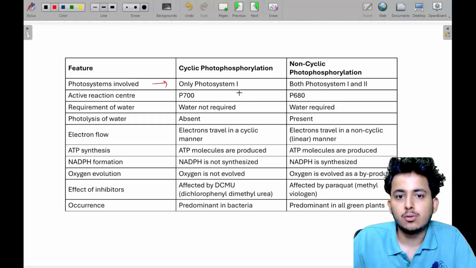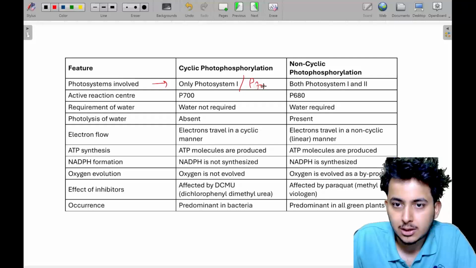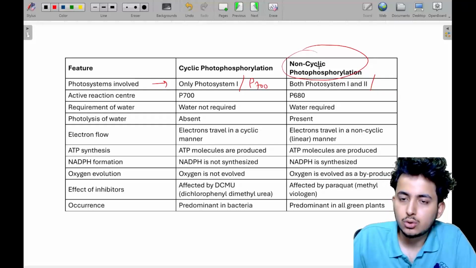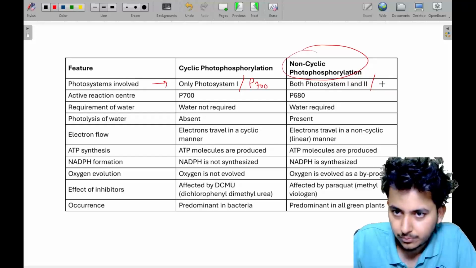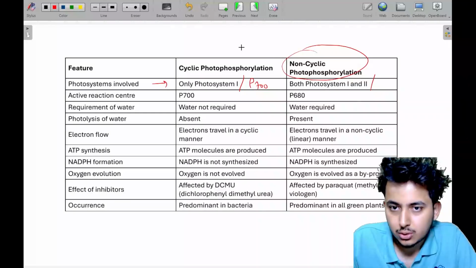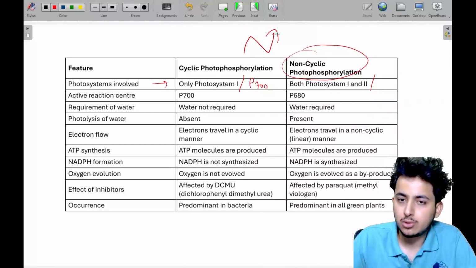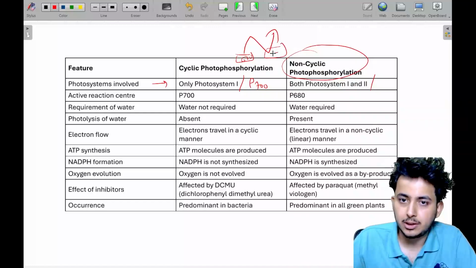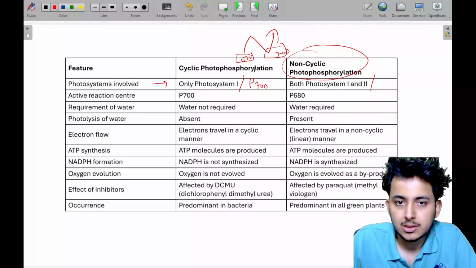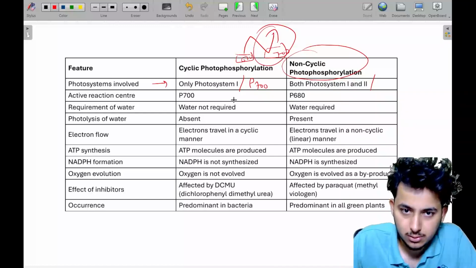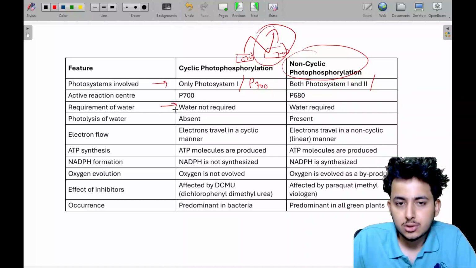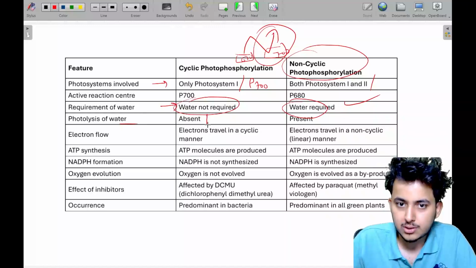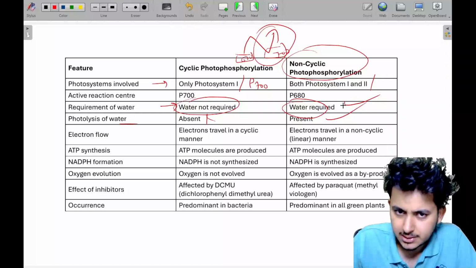So the photosystem involved is PS1, P700. Here in non-cyclic you have both photosystem 1 and 2, right? Because here you saw that Z scheme, right? So everything was involved, whether it is P680 or P700, both were involved. But in cyclic one, only this was involved. So water is not required for cyclic, water is required for non-cyclic. Photolysis of water is absent here, here it is present.